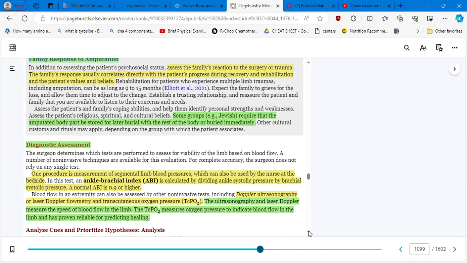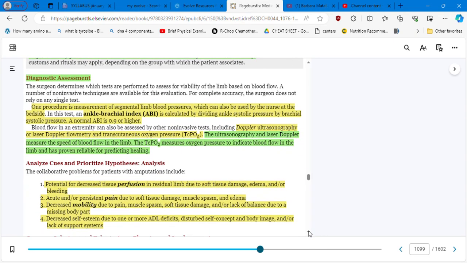Diagnostic assessment. One procedure is measurement of segmental limb blood pressure, which can also be used by the nurse at the bedside. Ankle brachial index is calculated by dividing ankle systolic pressure by brachial systolic pressure. A normal ABI is 0.9 or higher, and I'm sure most of you got this test done whenever you go to get your annual examination in the PCP.